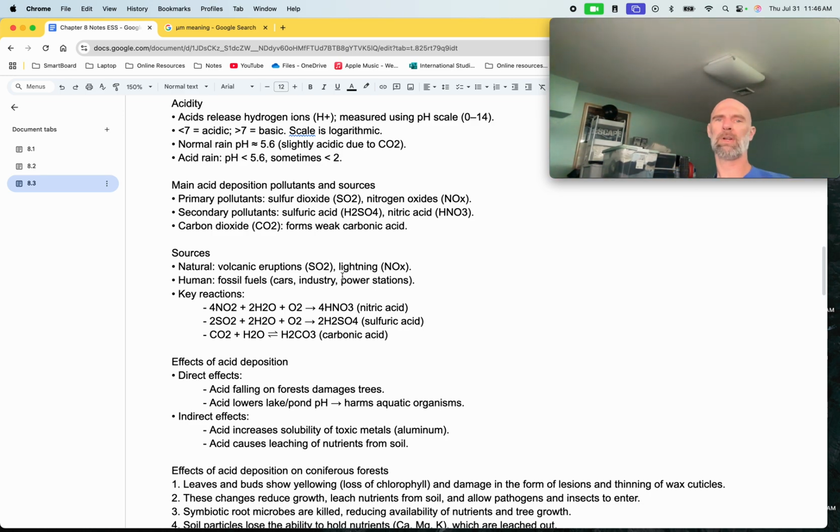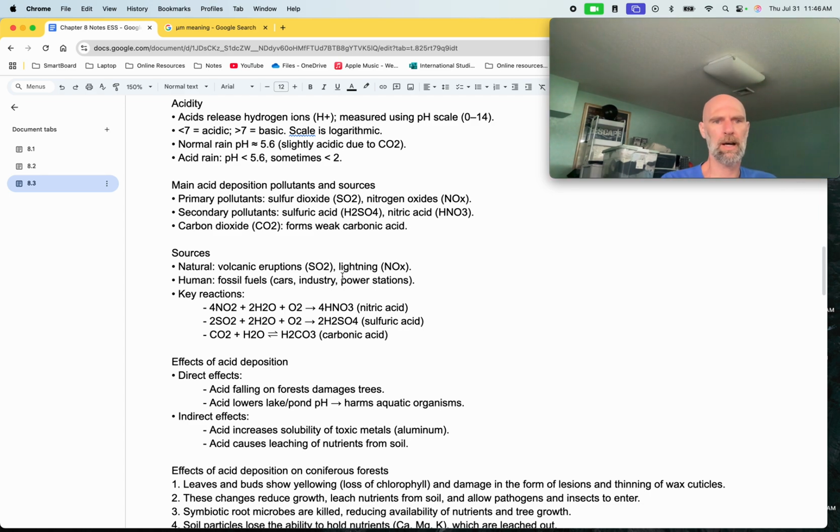Sources are natural: volcanic eruptions release sulfur dioxide. Lightning produces nitric oxides. You're not really going to stop lightning, though. You can't really control it either from what I've seen. The things we can directly control a little bit more are fossil fuels through cars, industry, power stations, heating, things like that.